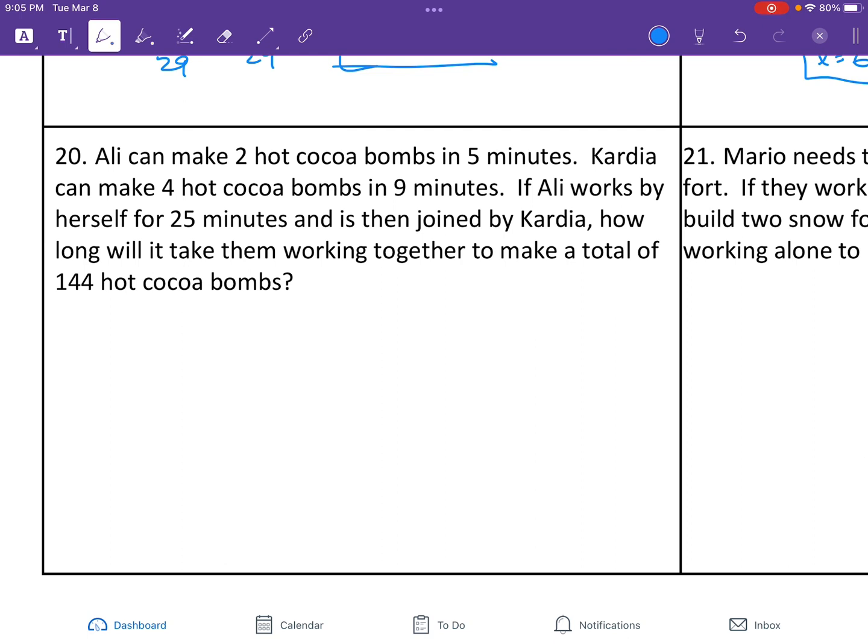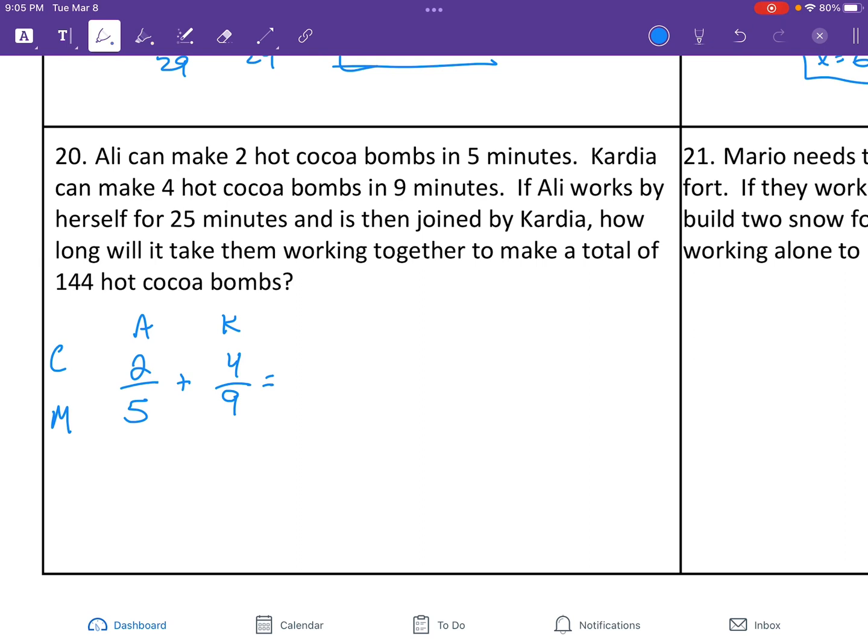All right, next we have Allie, who can make 2 cocoa bombs in 5 minutes. So I'm going to do cocoa in minutes. She can do 2 cocoa bombs in 5 minutes. Cardia can make 4 cocoa bombs in 9 minutes. They work together. How long is it going to take them? But there's a caveat to this. It says if Allie works by herself for 25 minutes and is joined by Cardia, how long will it take them working together to make a total of 144?